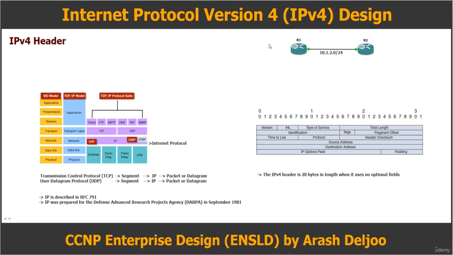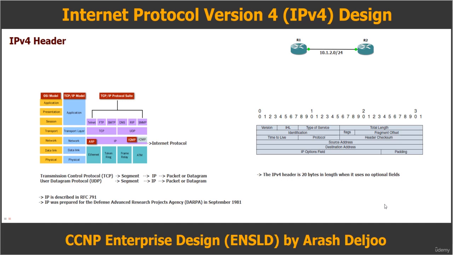Here we have one simple scenario. I have configured this simple scenario. We have two routers, router 1 and router 2. I'm going to use this simple scenario only for verification of the IP header. You know that this is the IPv4 header. I will explain all of the fields in this video. Let me first emphasize that the IPv4 header is 20 bytes in length. The IPv4 header without IP options has 20 bytes.